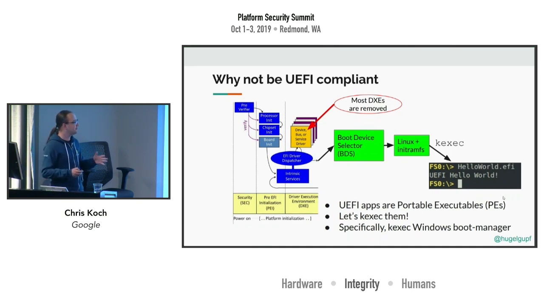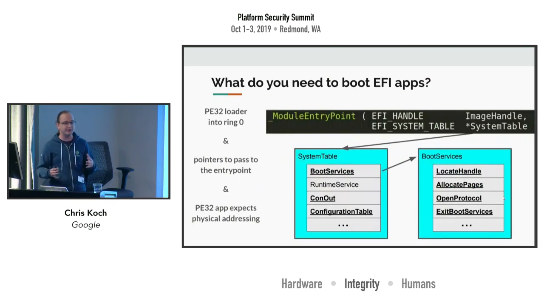So the first question we're going to ask is, what do you actually need to boot Windows or to boot an arbitrary EFI application? It comes down to basically three things. One, you need a PE32 executable loader. You need to be able to parse the binary format of these things and load it into ring zero. That's mostly covered by the kexec system call today with some parsing code in user space.